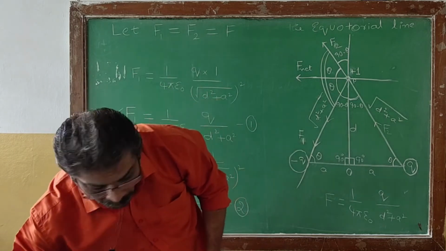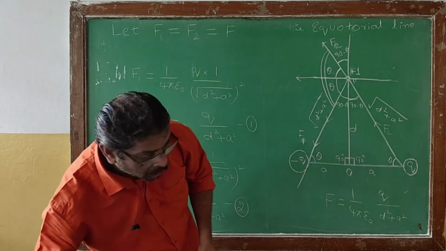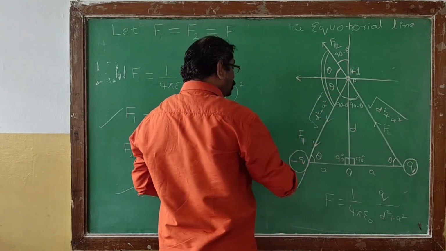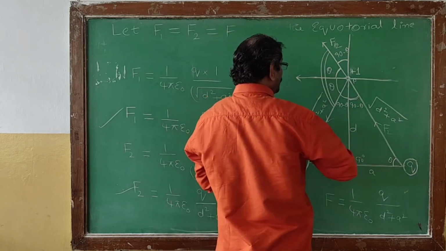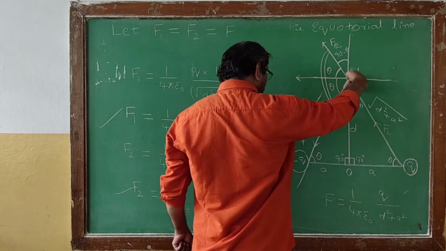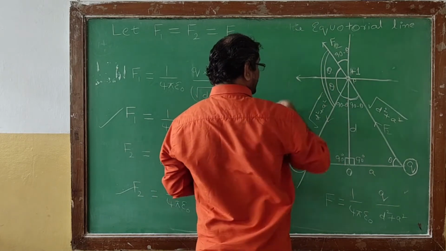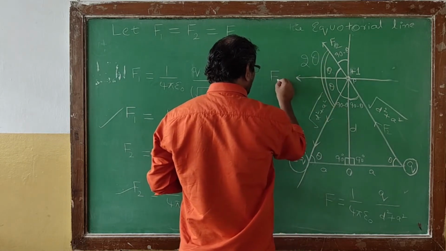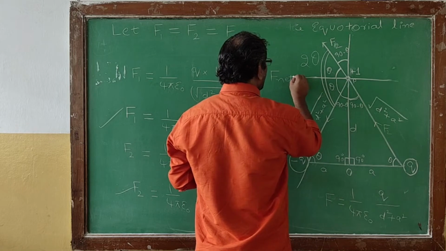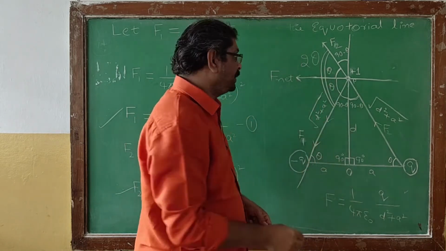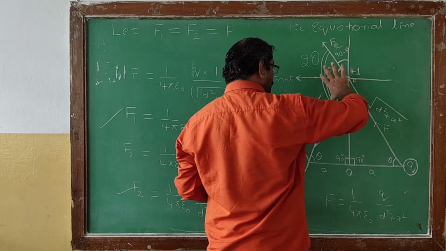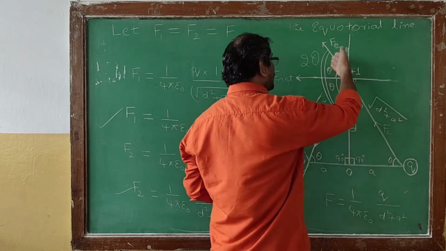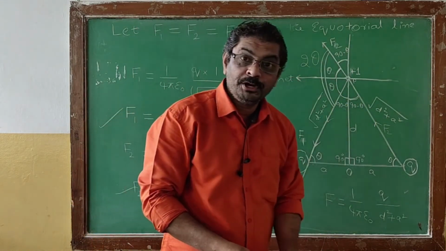So now if you look at the diagram, what will be the total angle between F1 and F2? You can clearly see the total angle between F1 and F2 will be 2 theta. So this angle will be theta, this angle will be theta. So the total angle between F1 and F2 will be 2 theta.